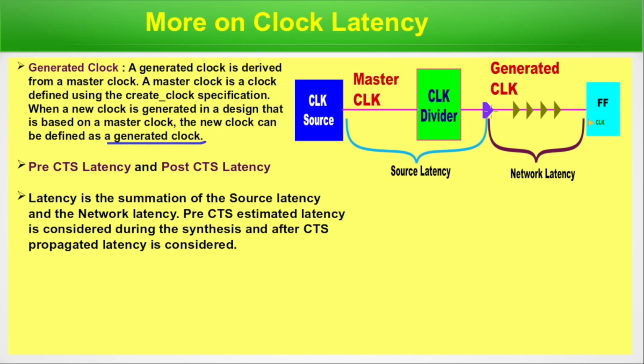If the generated clock is going inside the network or the circuit or the design, that is the point we have defined as the clock definition point. So from clock source to clock divider is used to generate this generated clock. So from clock source to definition point is basically source latency, and from there to the sink path, that is network latency. Pre-CTS latency and post-CTS latency, that is also defined in VLSI. Latency is the summation of source latency and network latency, as we have said.